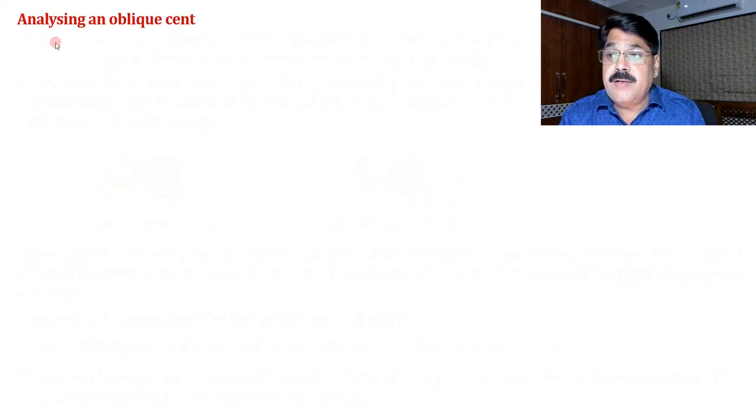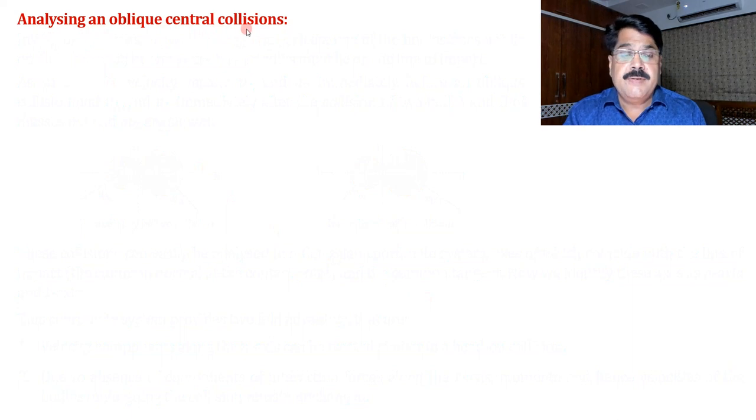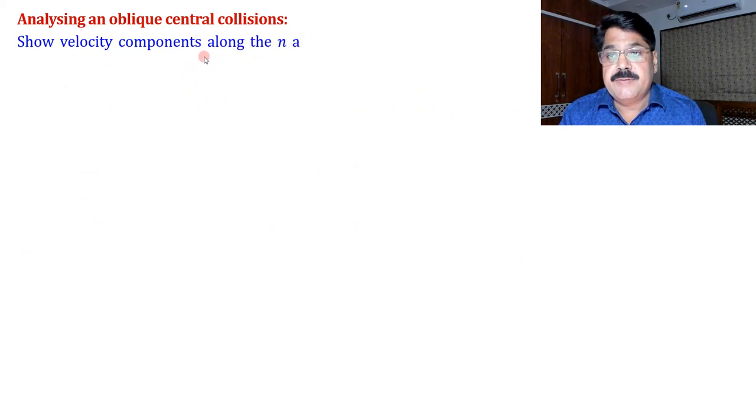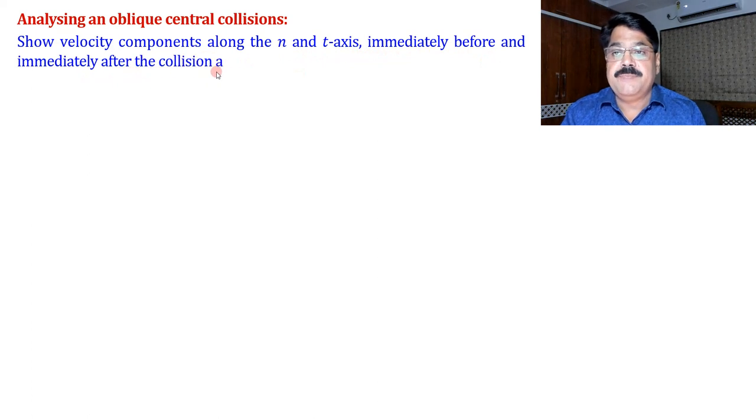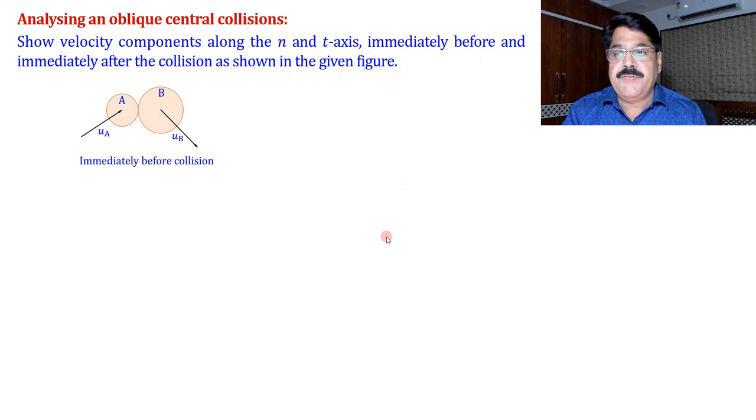Analyzing an oblique central collision. Here central collision means mass centers are on the line of collision. Show velocity components along the n and t axes immediately before and immediately after the collision, as shown in the given figure. Here you can see this figure. The velocities are shown. Now we draw the common tangent and common normal, so the t-axis and n-axis, and we show their components.